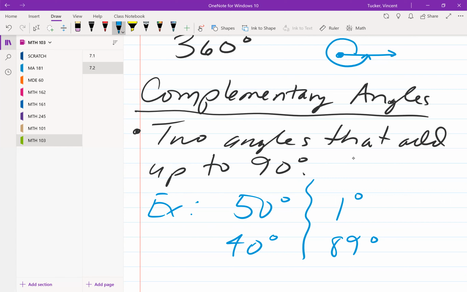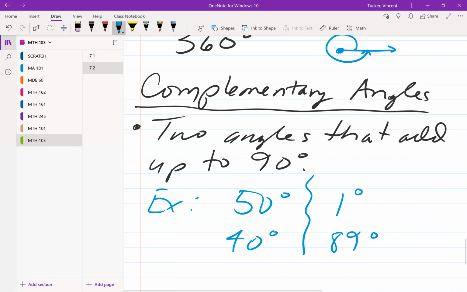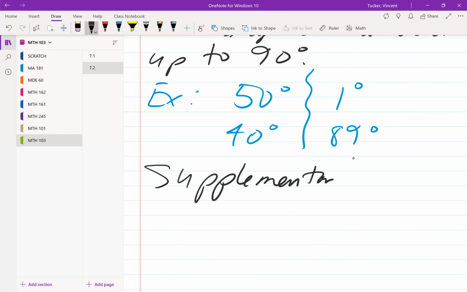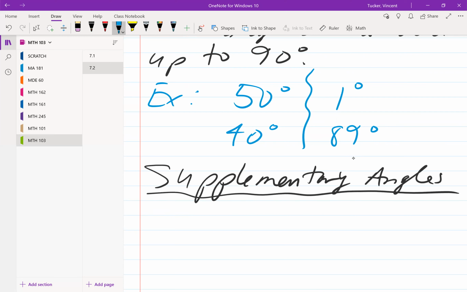All right, so complementary angles are two angles that add up to 90 degrees. So 50 and 40 degrees are complementary. 1 and 89 would be complementary angles. Supplementary angles.